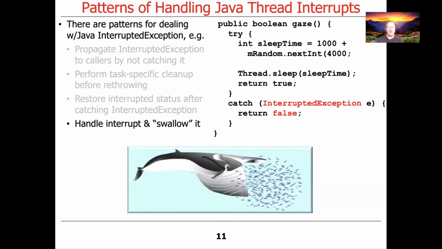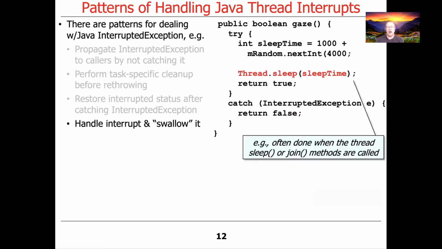And then yet another way of handling things, which is actually very bad, is to simply swallow the interrupt. So you can see here we're going to sleep, and then if an interrupt occurs, we're just going to swallow it and not propagate it. There are sometimes when this is useful. There are sometimes when it's not. We often do this when a thread calls sleep or join, and we don't really want to do anything when the exception occurs except just not propagate it at all.